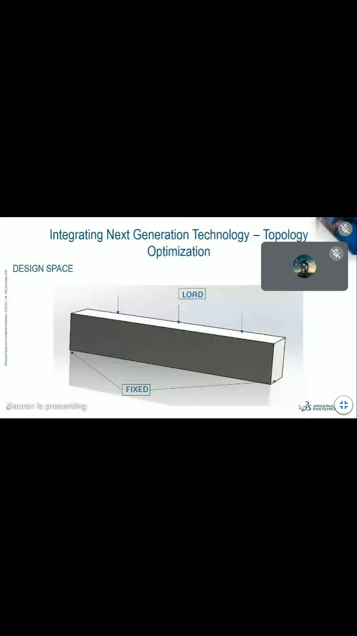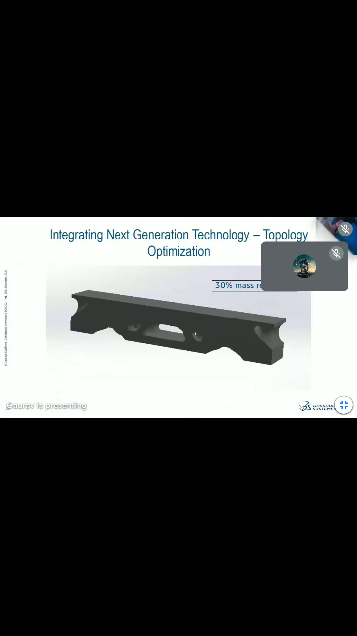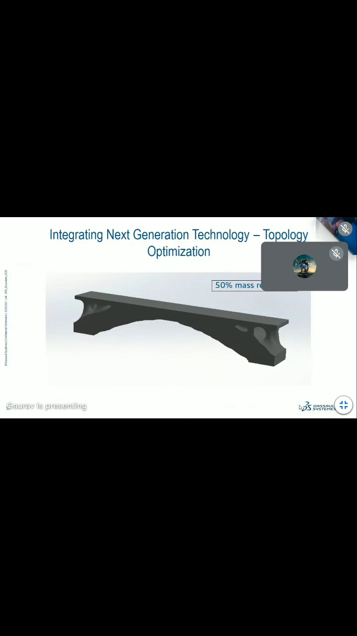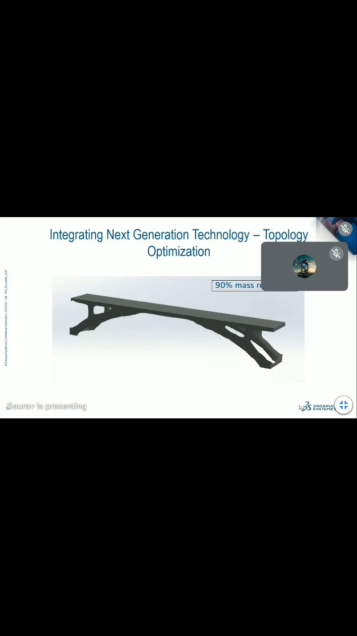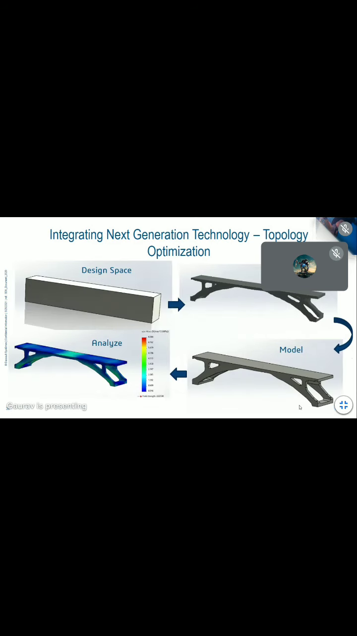Correct? So this was 30%, 50% mass reduction, 60%, 70%, all the way to 90% mass reduction I have gone. So this was my design space. This was my initial design, right? Then after topology optimization, I got the model ready, right? And then I analyzed it to just be sure that it could take up the weight or not.